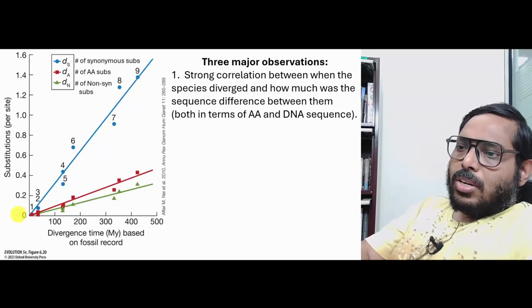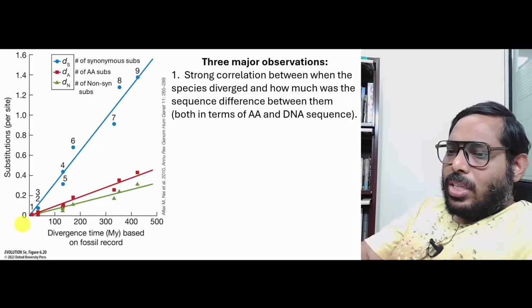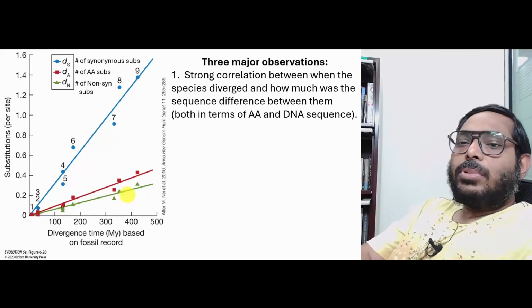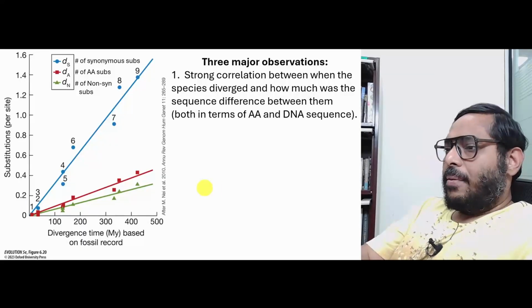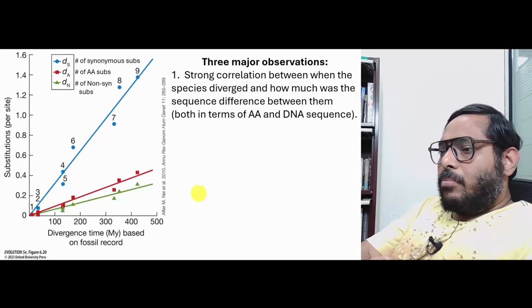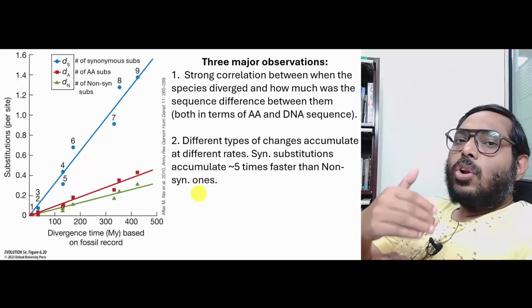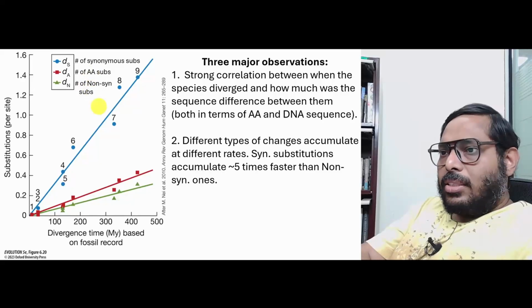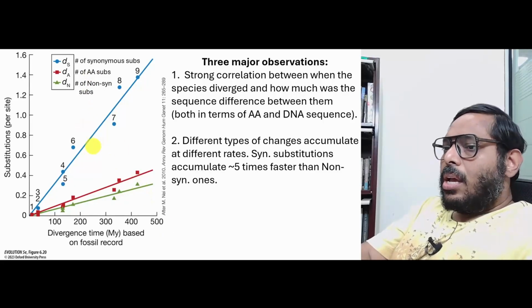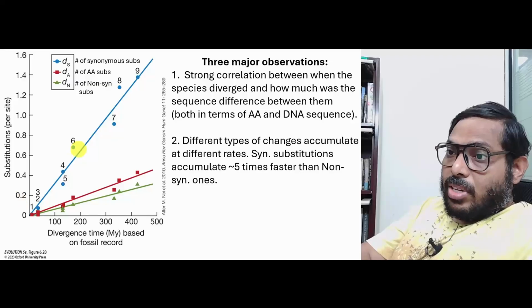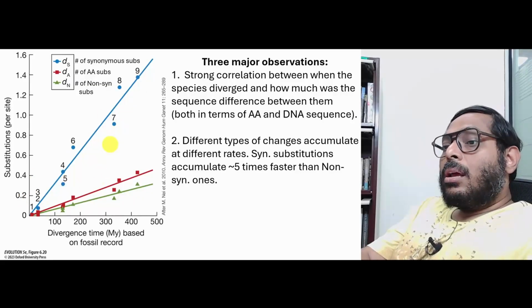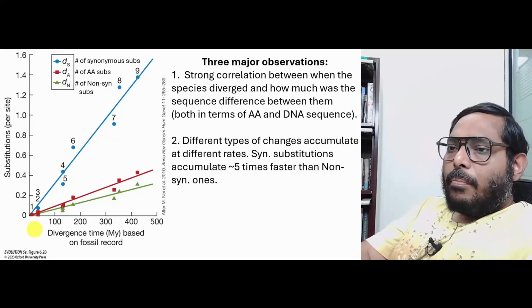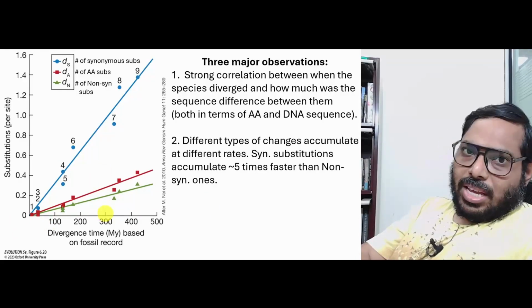Okay, in the context of synonymous, it is ever so slightly noisy, but in the context of the amino acid substitutions and the non-synonymous substitutions, it is very strongly linear. In other words, the rate at which the mutation is accumulating is almost constant. And the second thing that you see is that if you look at these three classes, synonymous, non-synonymous and amino acid, the rates are different, right. You can straight away see that synonymous substitutions are accumulating at a much faster rate, and in this particular case this is about 5 times faster compared to the non-synonymous ones, the green ones here. Okay.